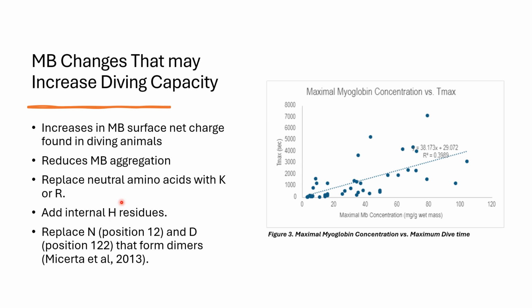They're not really beneficial for adding to the surface because they can dissociate. You can also replace these two positions, which are key for dimer formation. If you replace these two, then they're less likely to form dimers. So the whole goal is to increase the concentration of myoglobin within a certain area so it can take up more oxygen. This is based off that same article. This is just a graph based off their results, and there is a clear linear result between the maximum myoglobin concentration and the total diving time.